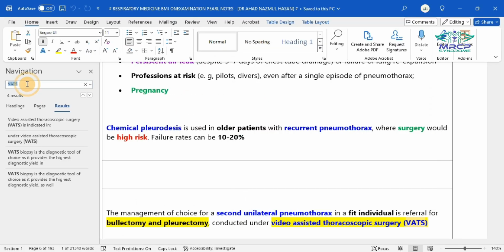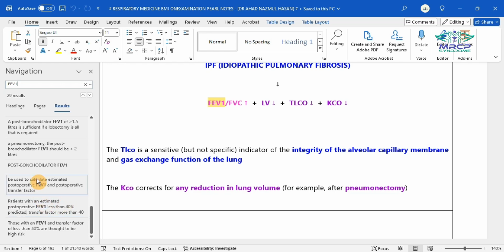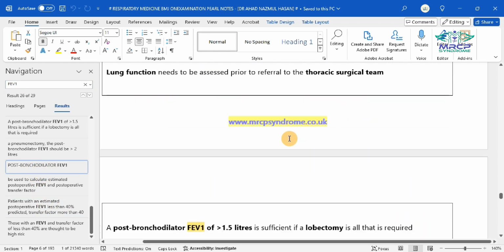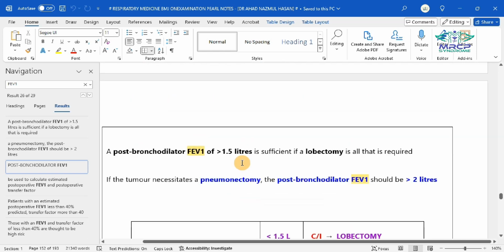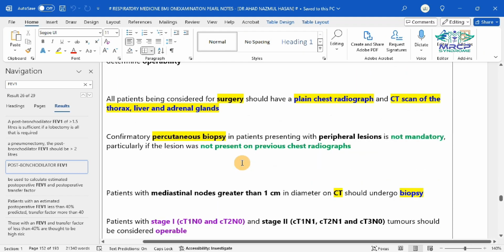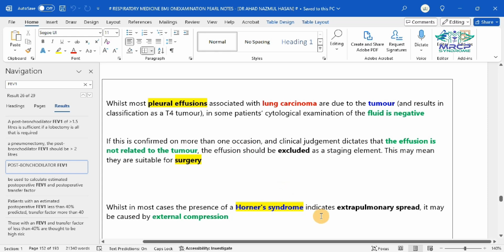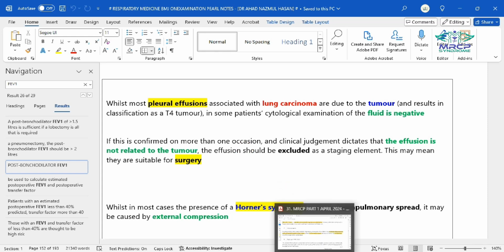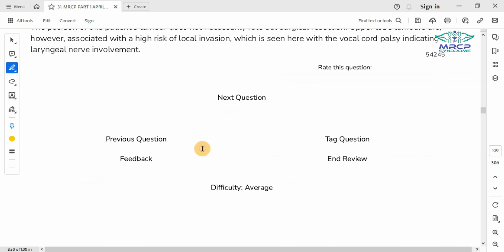So in the last portion, the FEV1. So this is our page 152. From page 152 up to the last, all the points have been discussed regarding the absolute and relative contraindications, but simply you can remember regarding the 1.5 liter and 2 liter, they are relative contraindications. Vocal cord palsy is the absolute contraindication.